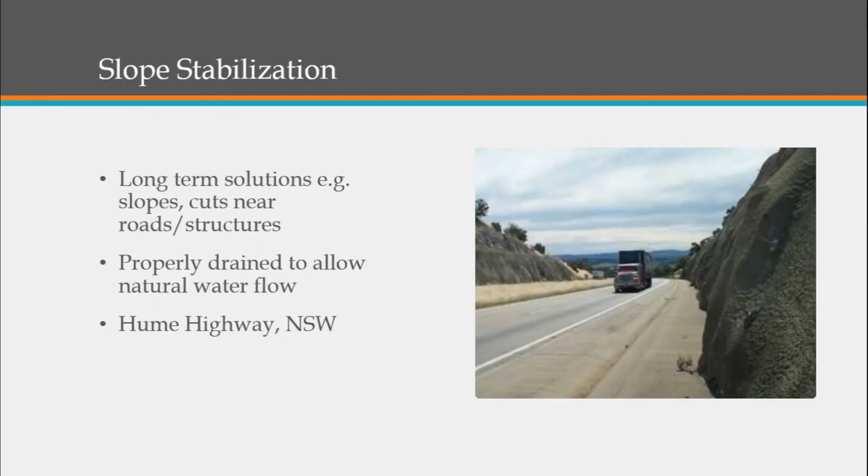It can also be used for long-term solutions, as seen on the Hume Highway in New South Wales. Shotcrete was used when cuts were made to allow for a smooth journey for road users. Shotcrete was used to stabilise the rock face and prevent loose rocks from falling onto the road. When shotcrete is used on slope stabilisation, it is important that the shotcrete has appropriate drainage. This is so it doesn't inhibit the natural water flow through the rocks.